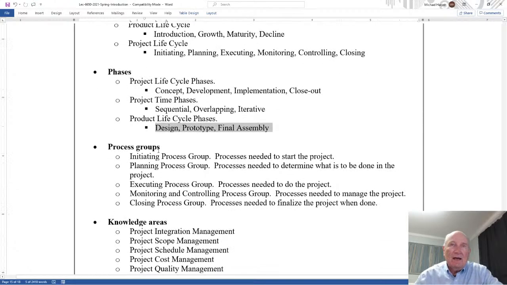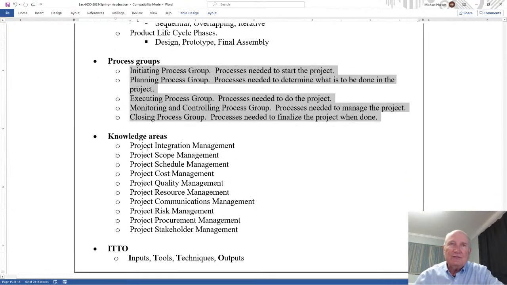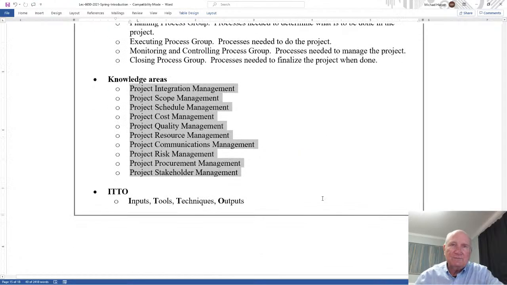Okay. Then you have process groups, and we'll look at these a lot more beginning in the next topic. Initiating is you need to start the project. Planning is determine your plans. Executing is launching it. Monitoring and controlling, this has to do with doing the changes that are needed. Closing a process, closing is very important, and we'll talk about that. And then here's your knowledge areas. Each one of these have processes, tools and techniques, inputs and outputs.